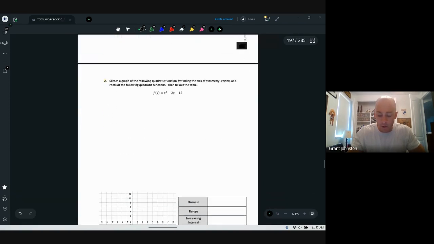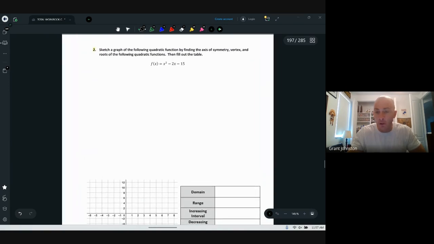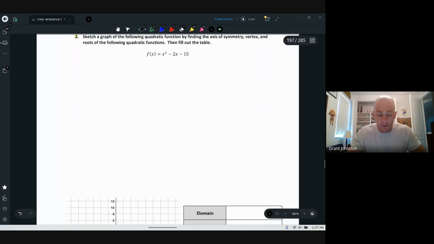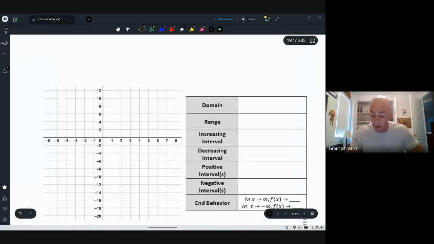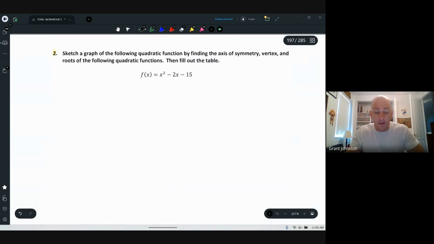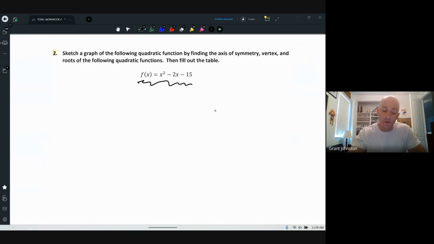Now, I'm going to help you sketch number 2, 3, and 4 just as a review of finding all these features, because what it says here is sketch a graph for the following quadratic functions by finding the axis of symmetry, vertex, and roots. And that's going to help us fill out this table down here for the end behavior. So this is kind of review. If you can go back to the earlier lessons in this unit, and this one's actually from standard forms, from the previous unit, to get a more in-depth look on how to find these features. Okay, so I really just want to find these things: axis of symmetry, vertex, and roots.